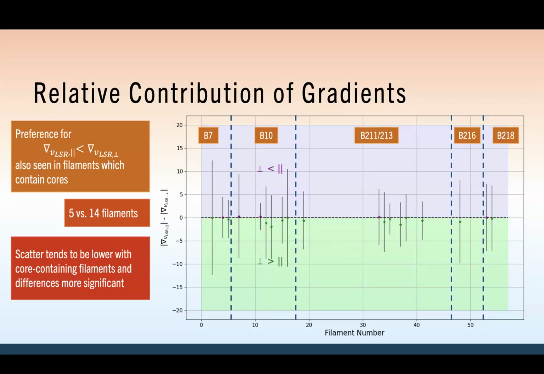You do see a decrease in the scatter because you are at higher integrated intensities. But that's also where you do start to see some of the biggest differences that are a bit more significant, where things are moving away from this dashed line at 0 a little bit.